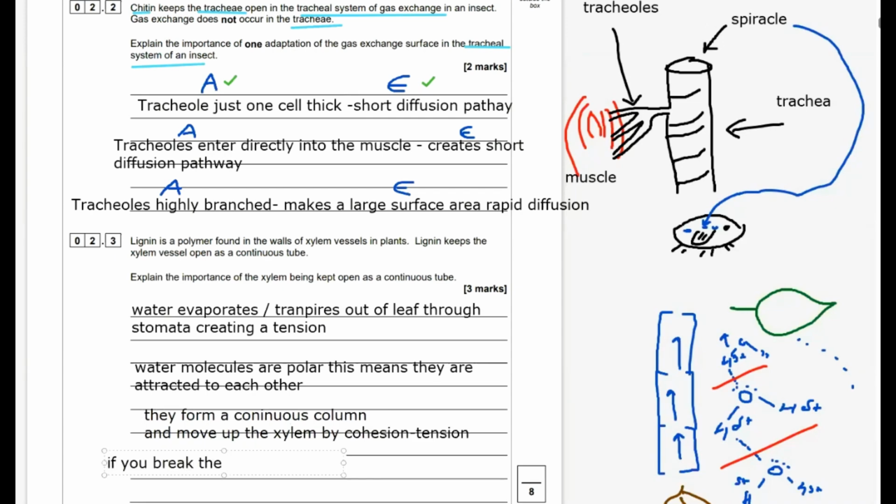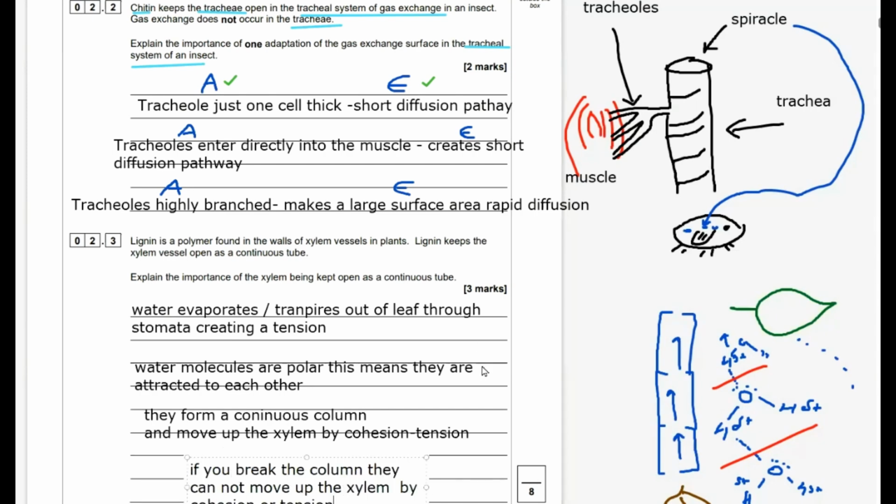Now, if you break the water column, it's really going to interfere. So making a hole in the stem of a plant, which could potentially break the water column, is going to be very detrimental to a plant. Okay, there's your 3 marks.